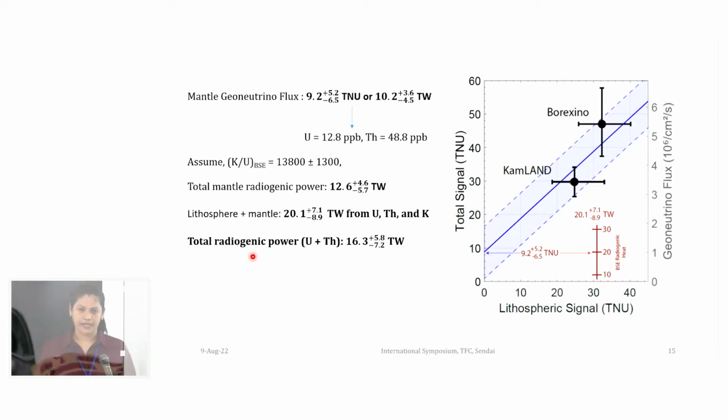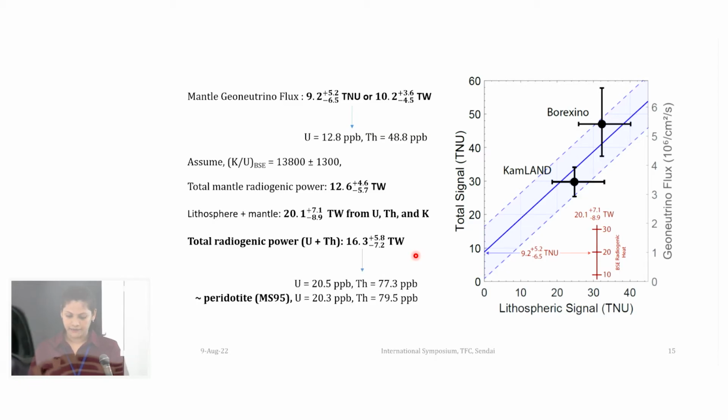Okay, so now we will try to again get down into the numbers for uranium, thorium. So from this 20.1, which is from both mantle and lithosphere, we subtract the potassium, so now we end up with the total radiogenic power. So again, the contribution from both, so it's from the total terrestrial reservoir, which will be around 16.3 terawatt. And if we convert it into the uranium thorium concentrations, it is 20.5 ppb uranium and around 77 ppb thorium.